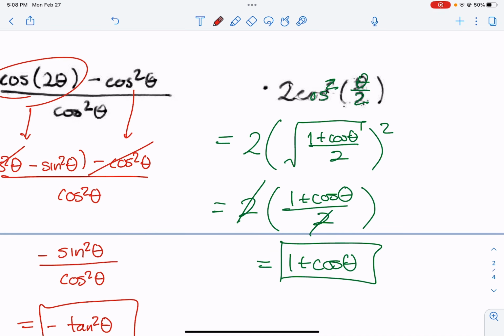Over here, it looks like this was supposed to be 2 cosine squared of theta over 2, right? So what we did was we used the half angle formula for cosine, which is this big square root thing, and that whole thing is squared. So this squared part and this root cancel out, and we're left with 1 plus cosine over 2, and then these 2's also cancel out, and we're left with 1 plus cosine. In this problem, that's really the only way you could do it. I don't know of any other way you could do that problem.